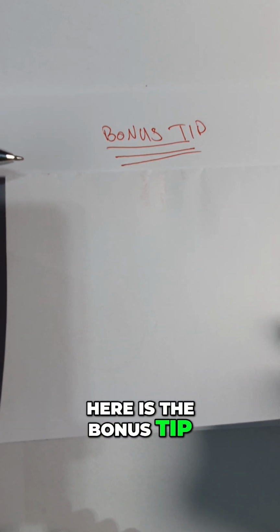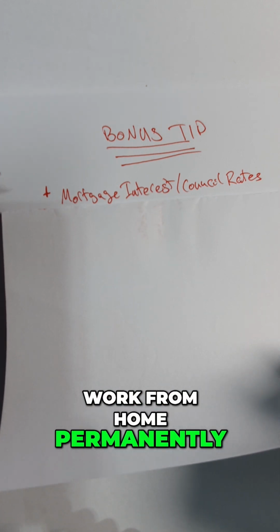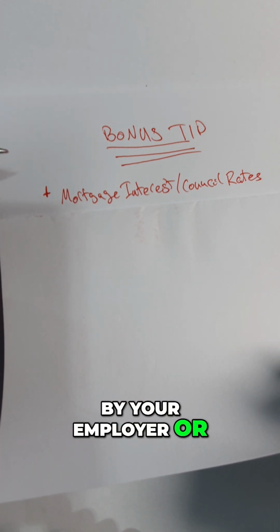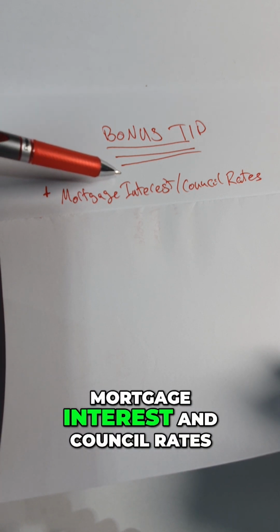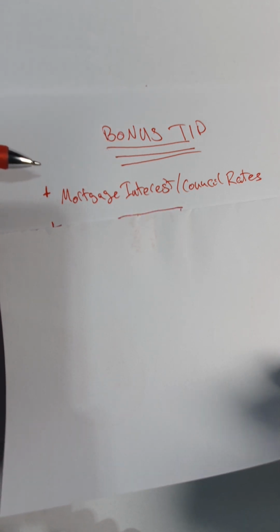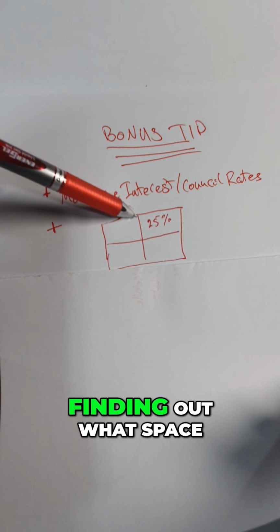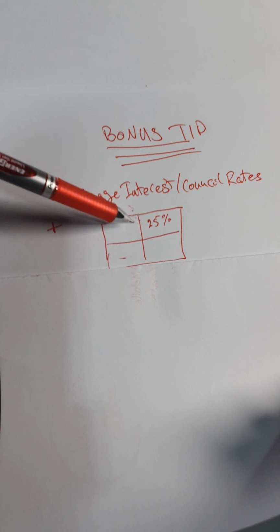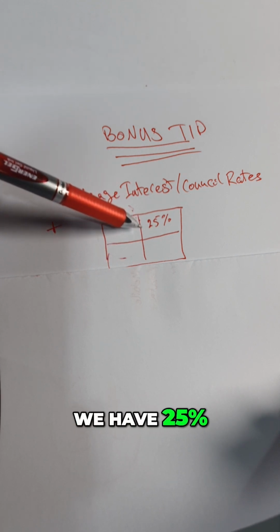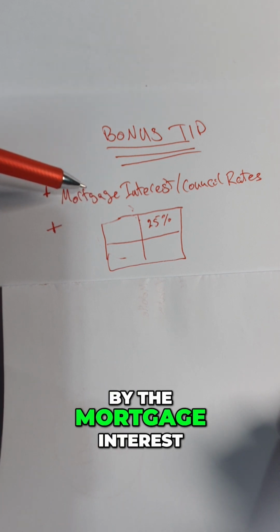Bonus tip: if you're required to work from home permanently by your employer, or you work from home for your business, you can potentially claim mortgage interest and council rates on your work-related percentage. You determine this by finding out what space you use as part of the whole house. Say, for example, here we have 25% total usage, and we multiply that by the mortgage interest and the council rates.